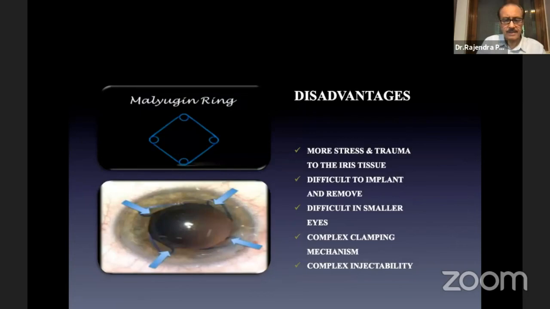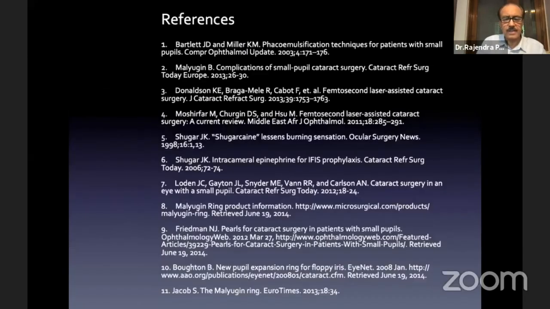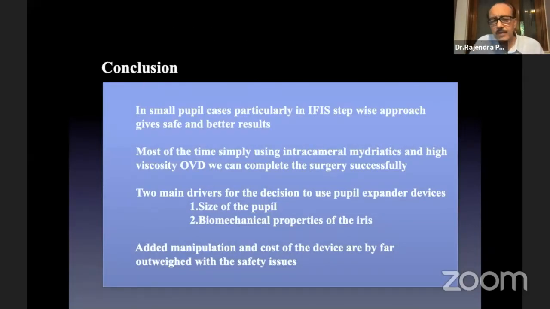So to conclude, in small pupil cases, particularly in IFIS, a stepwise approach gives safe and better results, because you can go ahead without putting in any expander if you think your pupil is sufficient to complete the surgery. Most of the time, simply using intracameral mydriatics and a high viscosity OVD, we can complete the surgery successfully.